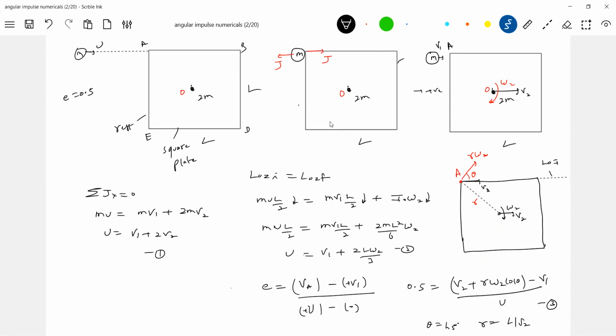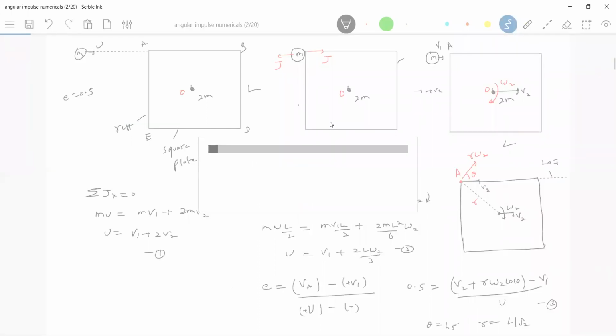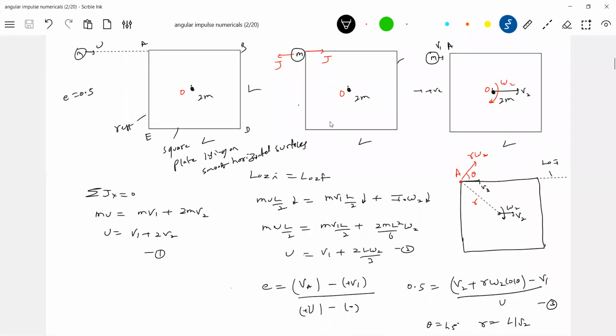So what is this square plate lying on, a smooth surface? Able to analyze this? See, there's no end. I'm telling you this topic is again like an infinite topic, like rolling. I can keep on bringing things. So what are the things which will help you? Conservation of linear momentum, conservation of angular momentum, coefficient of restitution. If elastic collision, e equal to 1, that's all.